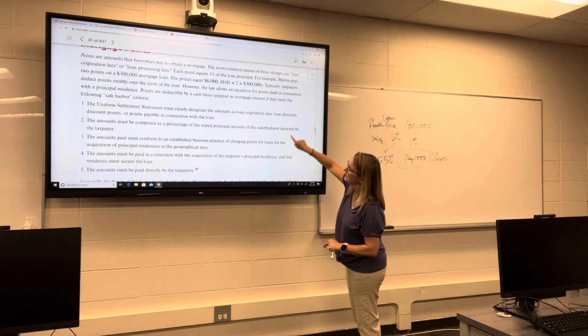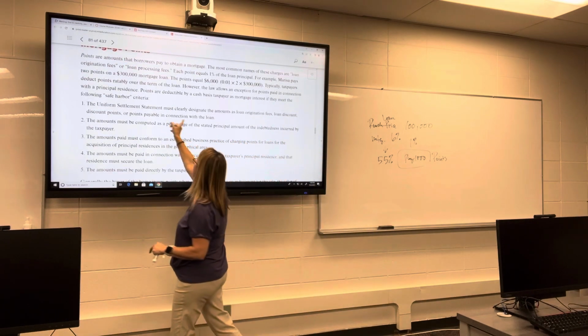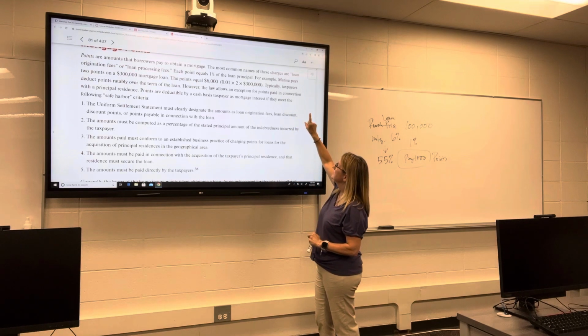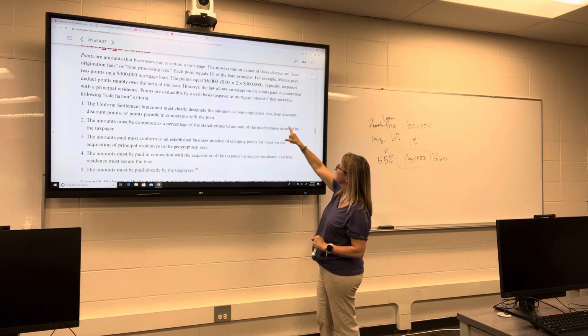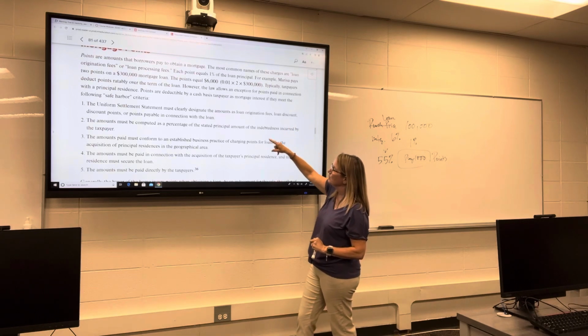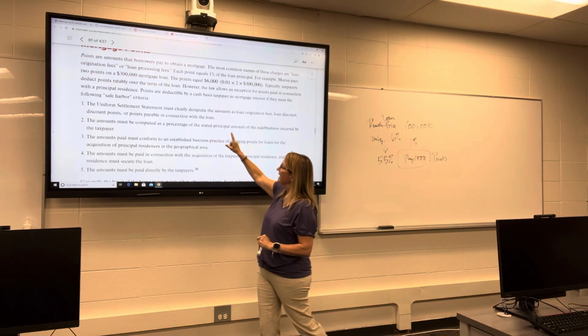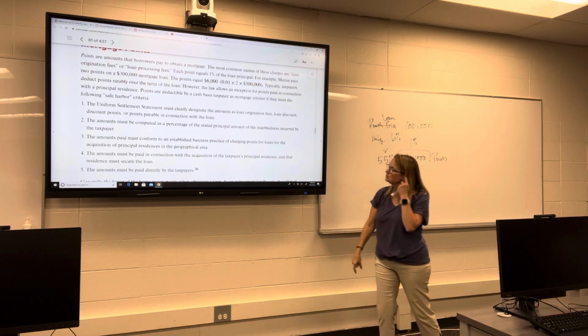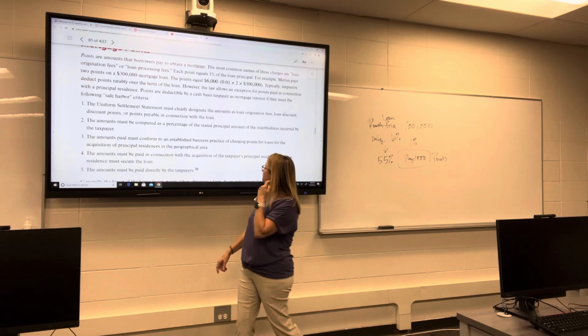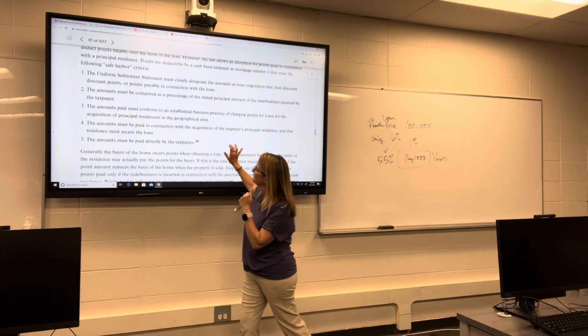Let's see, yeah, and they talk about here the uniform settlement statement. In order for those points to be counted, it has to say that they're loan origination fees, loan discount points, or points payable in connection with the loan. It has to be computed as a percentage of the principal amount of the loan. And what else here?